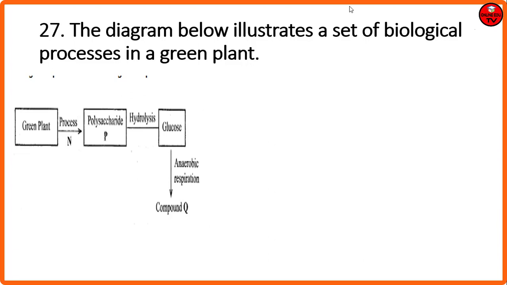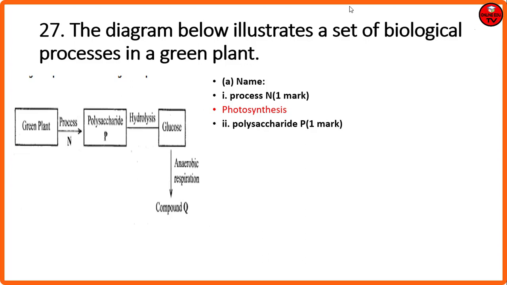The diagram below illustrates a set of biological processes in a green plant. Green plant, process N, then we get polysaccharides. Then we hydrolyze. After hydrolysis, it goes to glucose, and then anaerobic respiration to compound Q. So the question is, name process N from green plants to polysaccharides. That is photosynthesis. Number 2, polysaccharide P. Which polysaccharide is that? Definitely it is starch.